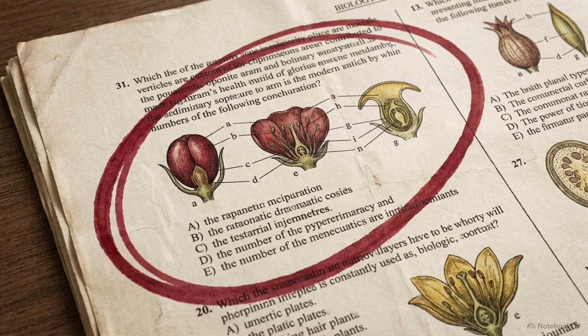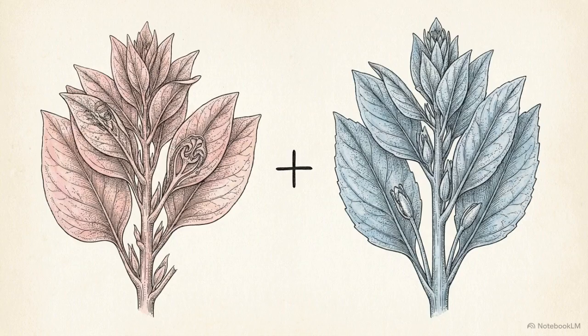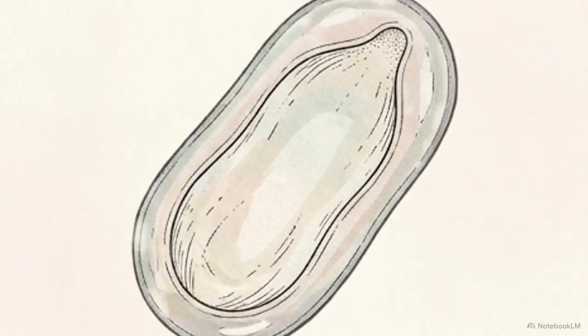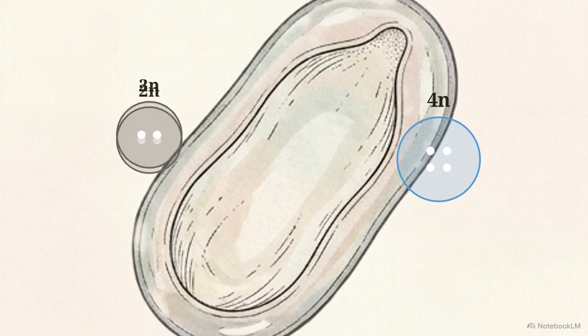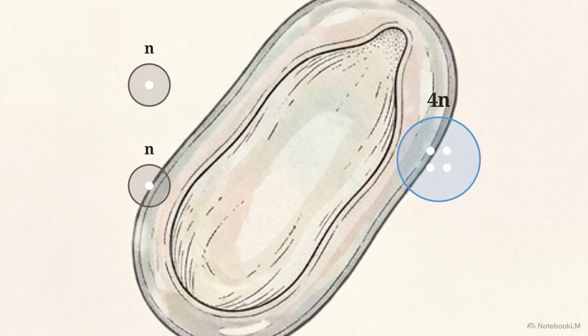Examiners love to test the math behind this process. Look at this previous year question. When a diploid female plant is crossed with a tetraploid male, what is the ploidy of the endosperm cells in the resulting seed? Let's break down the inputs. The female plant is diploid, or 2N. Her meiosis works normally, so her 2 polar nuclei inside the central cell are both standard haploids, N and N.